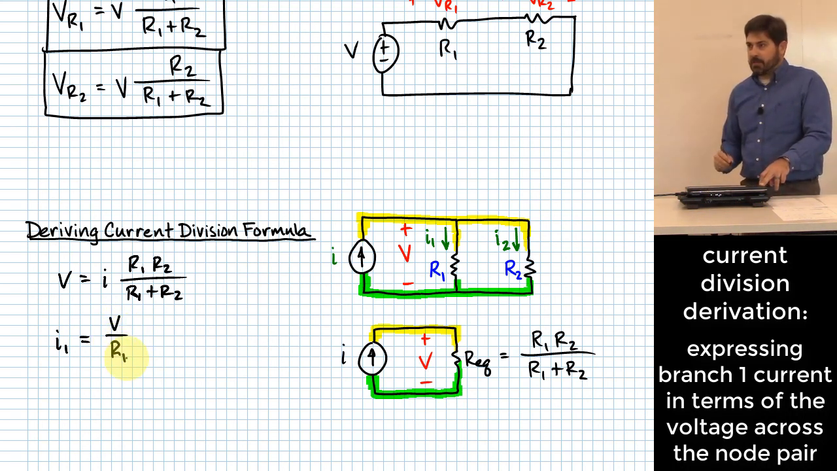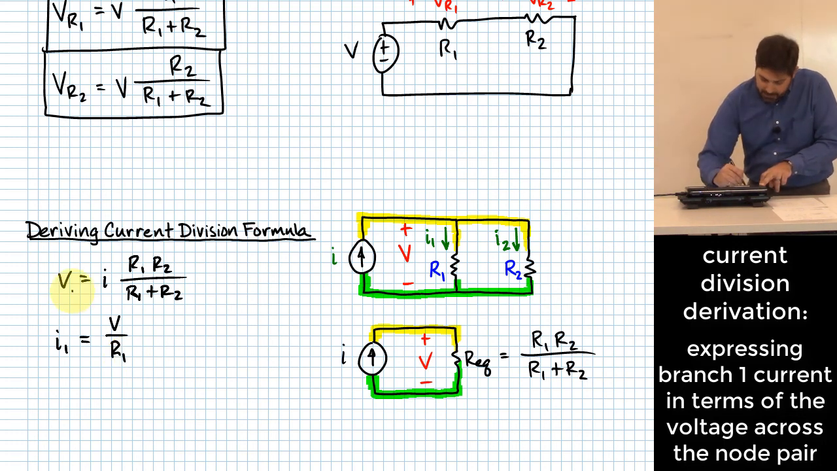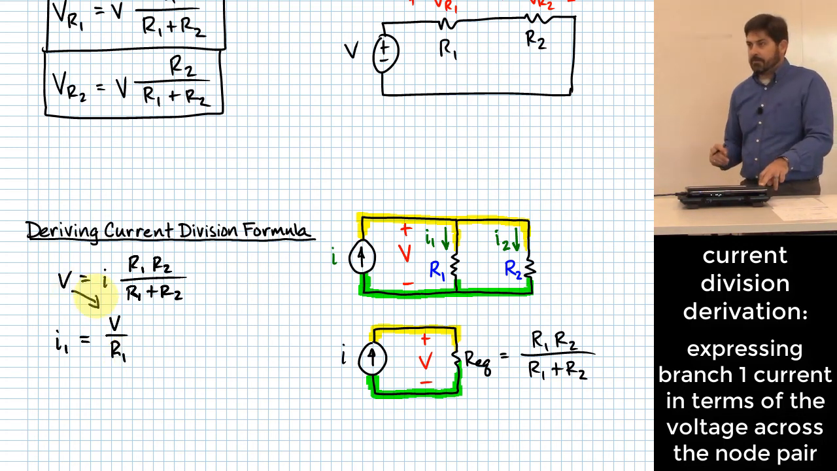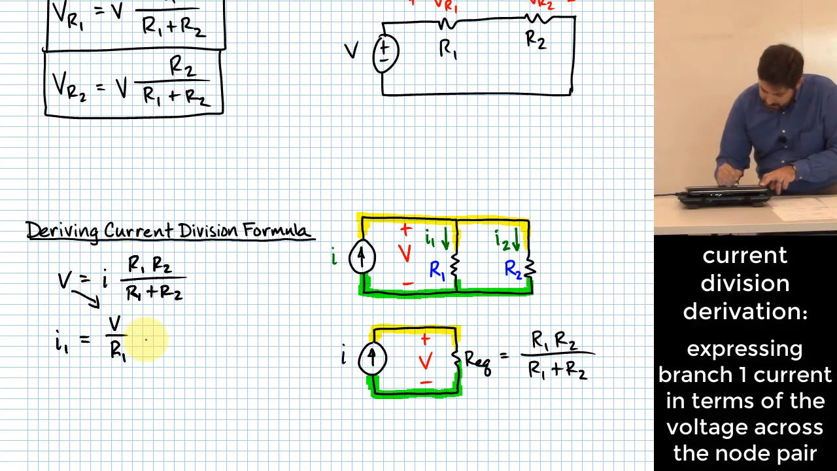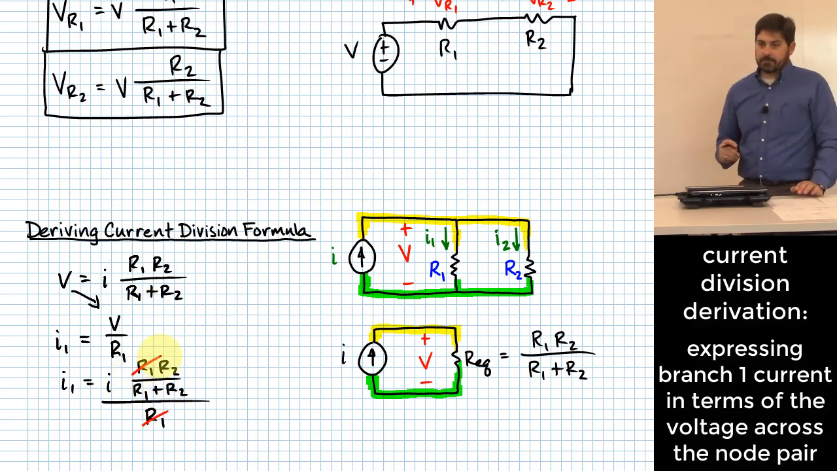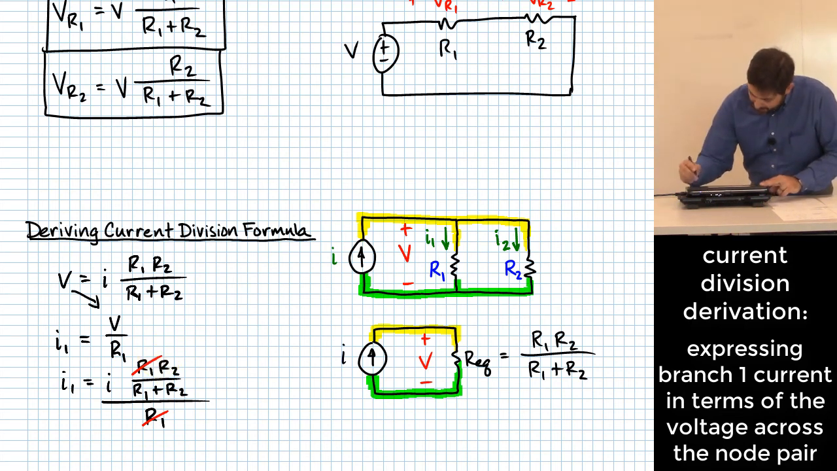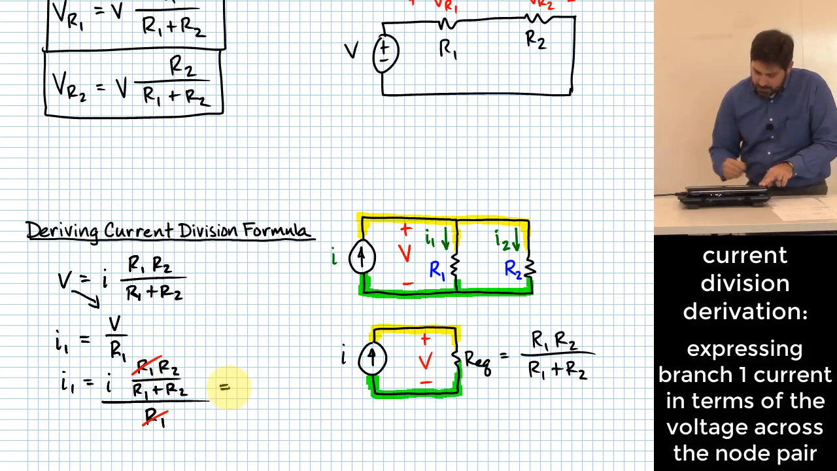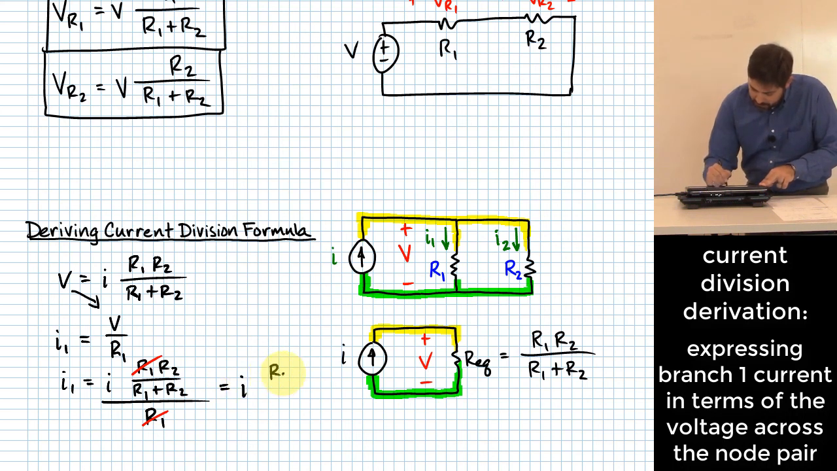I think that's what we said a second ago, right? Can I substitute this V in there? I sure can. So this ends up giving me that I1 is just equal to I times R1, R2 over R1 plus R2, all this over R1. That means this R1 will cancel that R1. Okay? And that means that I1 is just going to be equal to I times R2 over R1 plus R2.